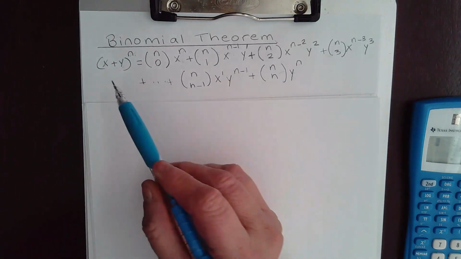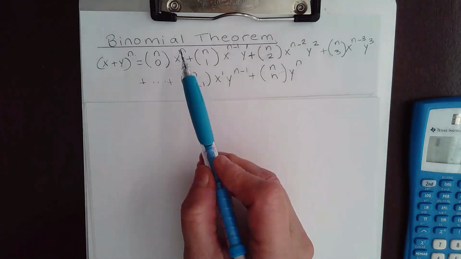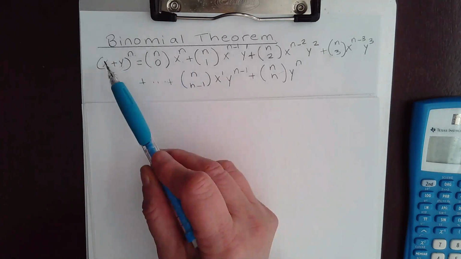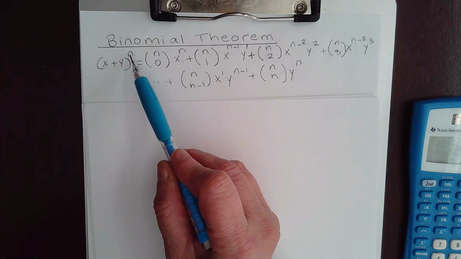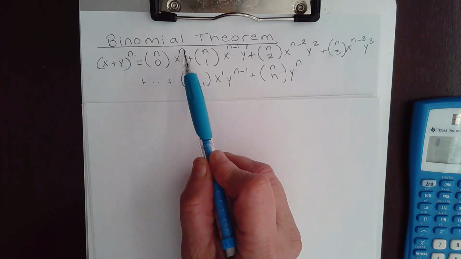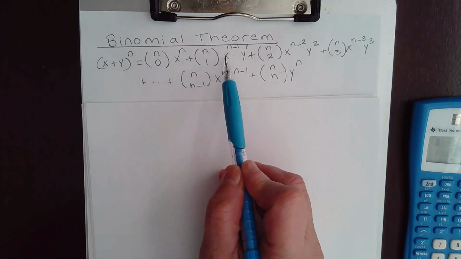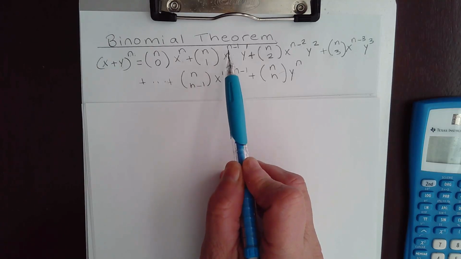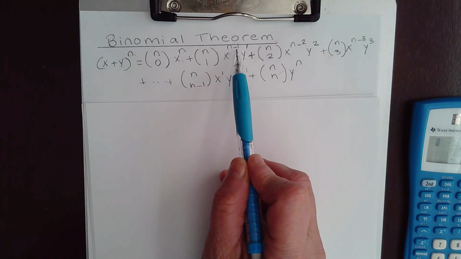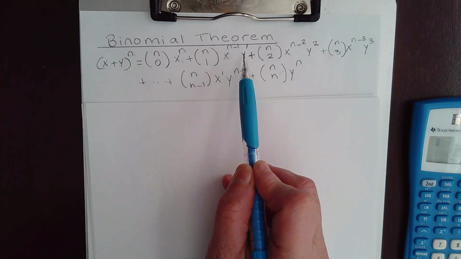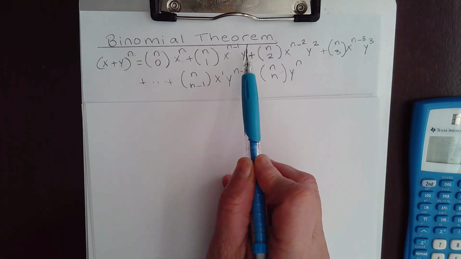First, I want to discuss the variables. If you notice, the first one we have is x to the n. That's the first term raised to the n power. So we have x to the n. For the next term, we're going to be losing a factor of x, so it becomes x to the n minus 1, and we're going to pick up a factor of y, so we have y to the 1.